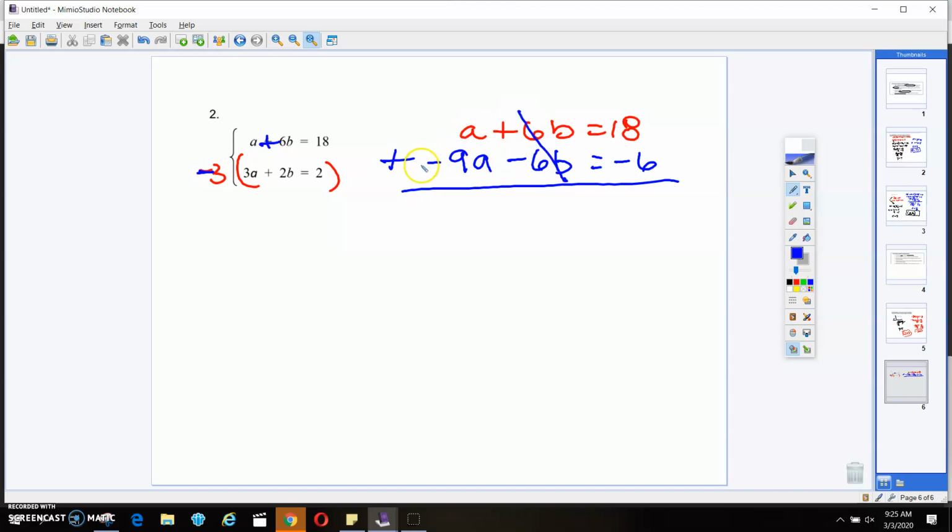Okay, so a plus negative 9a is going to give me negative 8a. 18 plus negative 6 is going to give me 12.